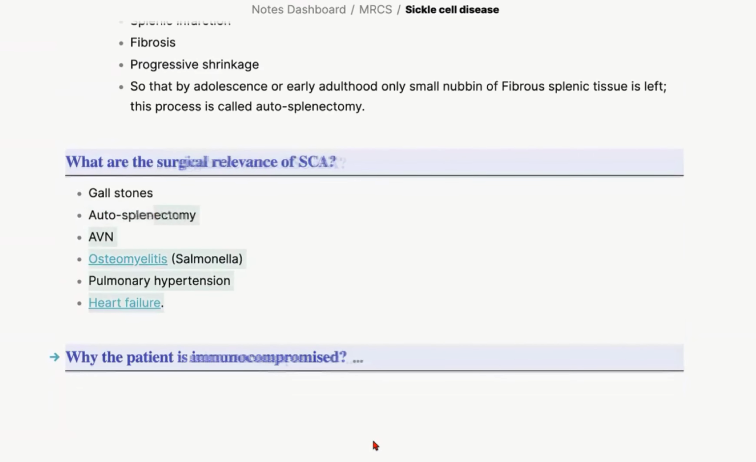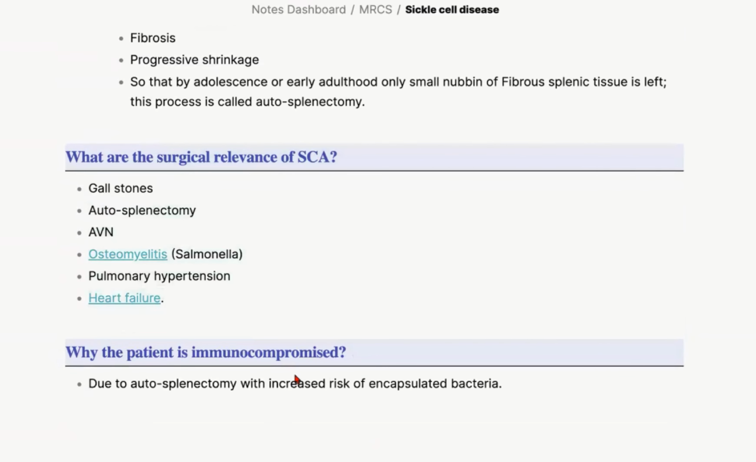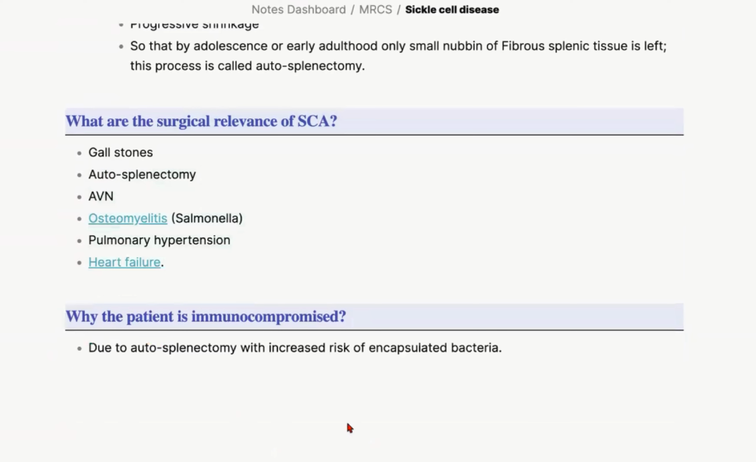The patient is immunocompromised mainly due to autosplenectomy, and this increases the risk of encapsulated bacteria. They are not immunocompromised because they have encapsulated bacteria, but because they have autosplenectomy. And the answer that you've given was encapsulated bacteria, and that's not the answer.